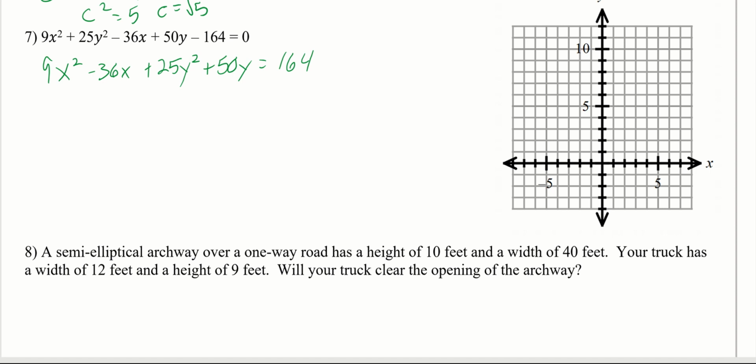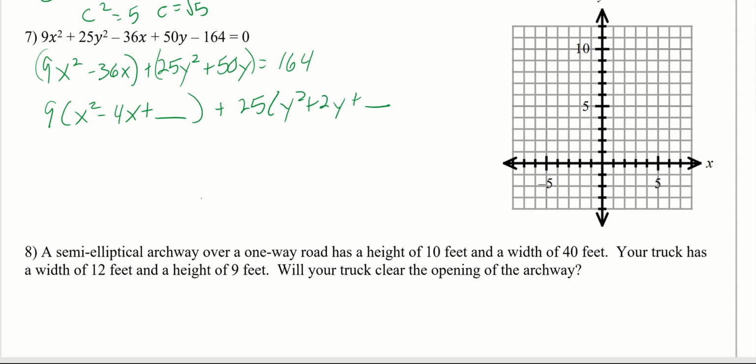Now, since our coefficients in front of the squareds are not 1, we need to take out a GCF from here and from here. So we've got 9 times (x squared minus 4x plus something) plus 25 times (y squared plus 2y plus something). And then here we've got 164 plus something plus something. Okay. It might help here, just so you don't forget, remember we do need to distribute in that GCF.